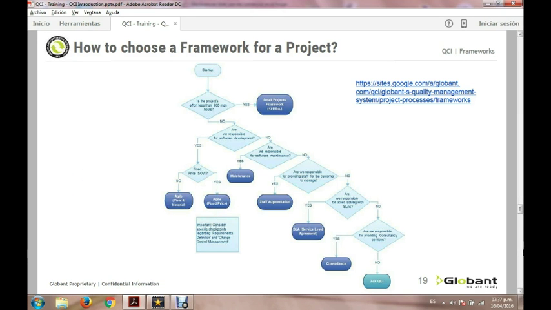All processes for each framework are described in detail at the site of processes. You may even find a diagram for selecting the appropriate framework for the project, which facilitates the understanding of the main characteristics of each framework.